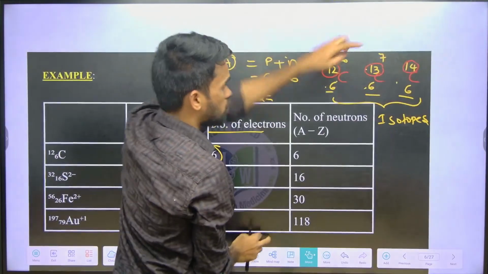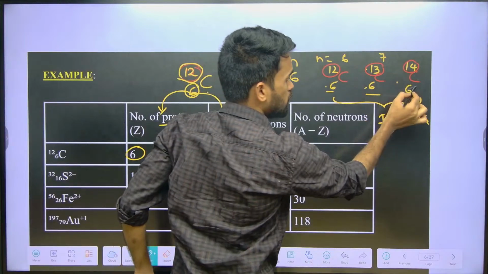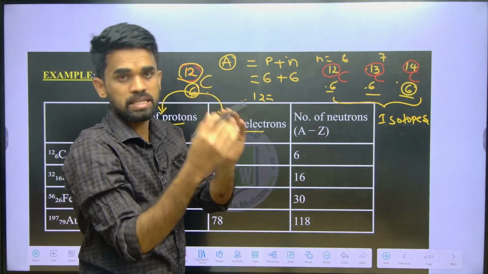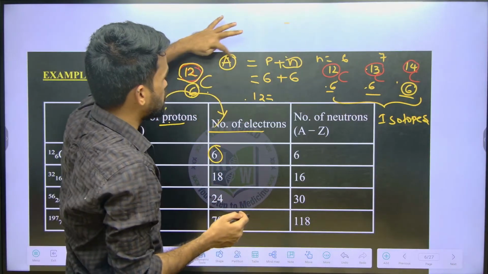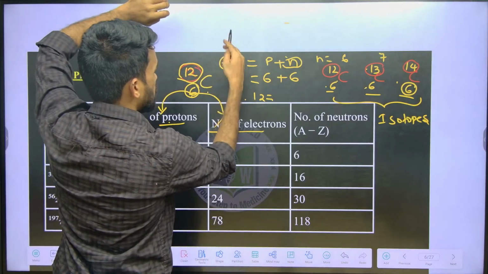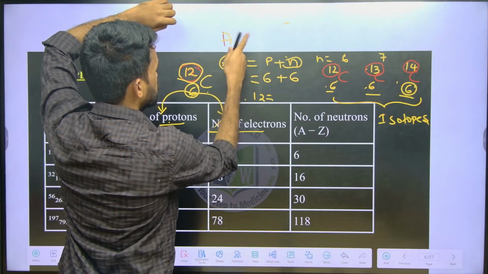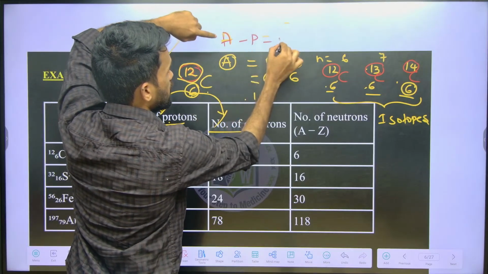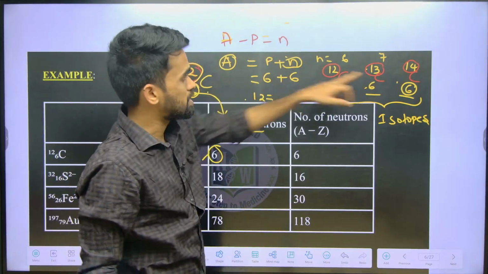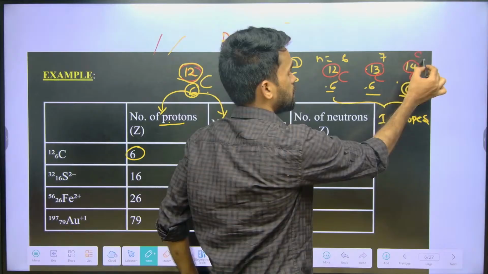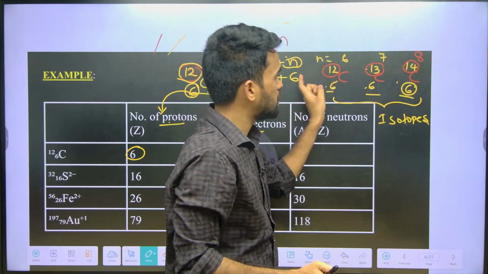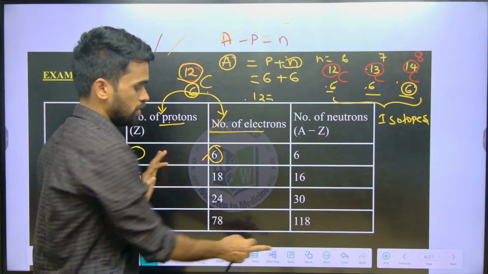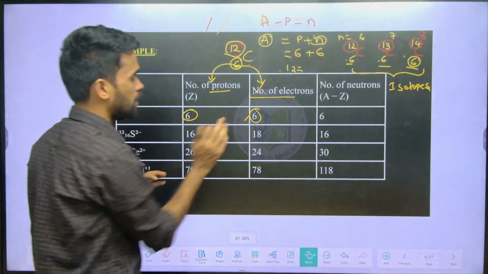And the last one, if you observe, the mass number is 14 but the number of protons is 6 only. So how many neutrons? Neutrons means mass number minus proton number. Mass number A minus P, if you do, you will get N, the number of neutrons. So 14 minus 6, you will get 8. If you see these 3 things, they vary in their number of neutrons. Like that you can count. I have mentioned a table here, make a note of this table.